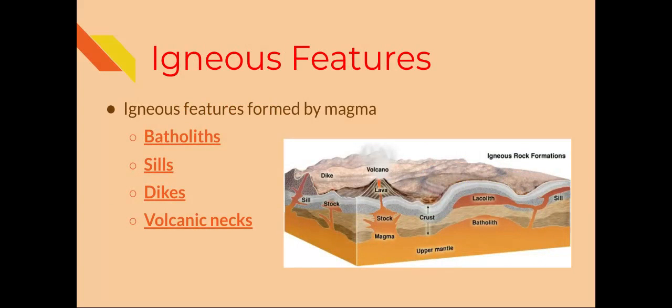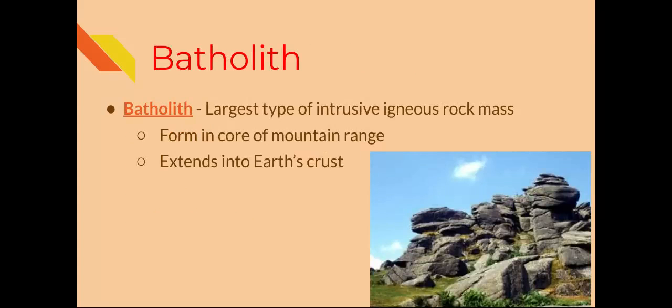Igneous features. This is the last thing we'll talk about. There's 4 types of igneous features I want to discuss. Igneous features are going to be features in the rock that are formed from magma. It includes batholiths, sills, dikes, and volcanic necks. Batholith is the first one. It's the largest type of intrusive igneous rock mass. It can actually form in the core of mountain ranges, and it's going to extend into the Earth's crust.